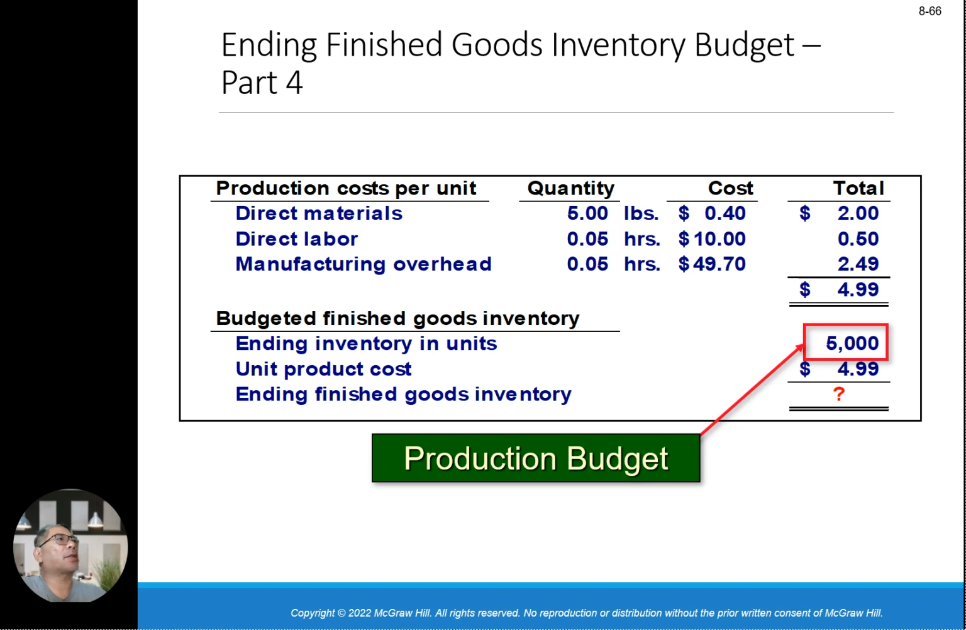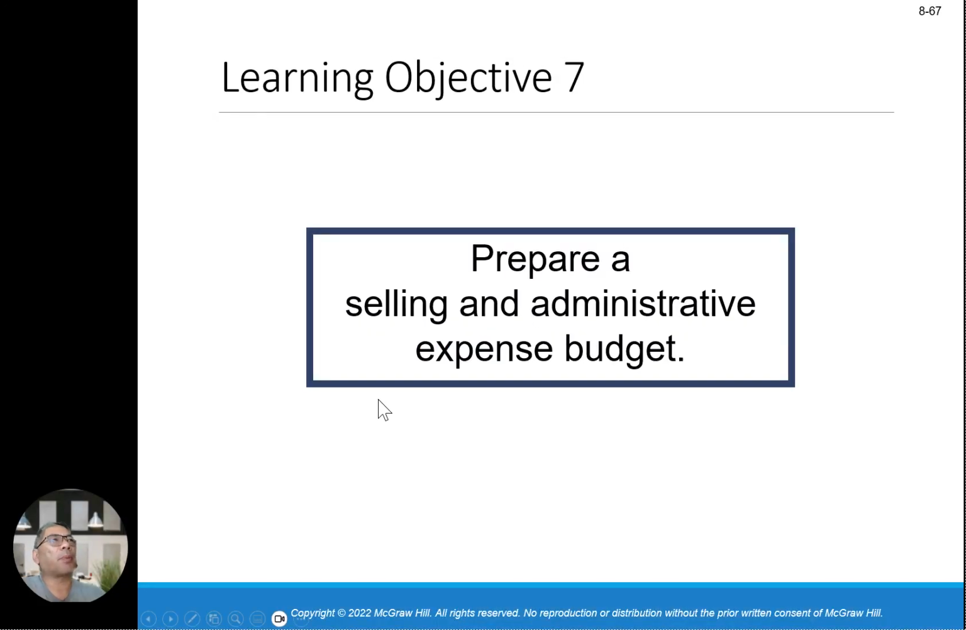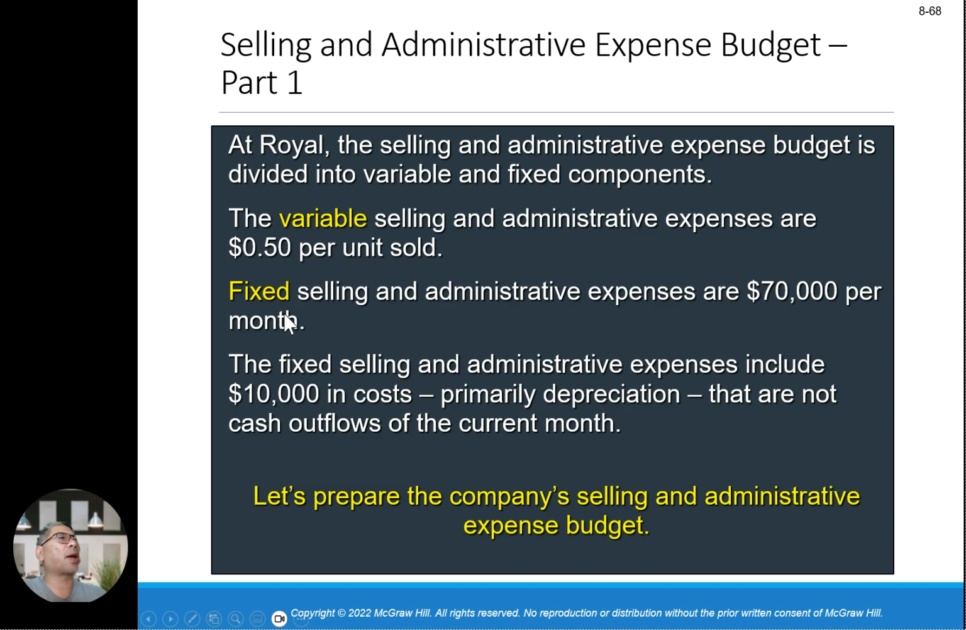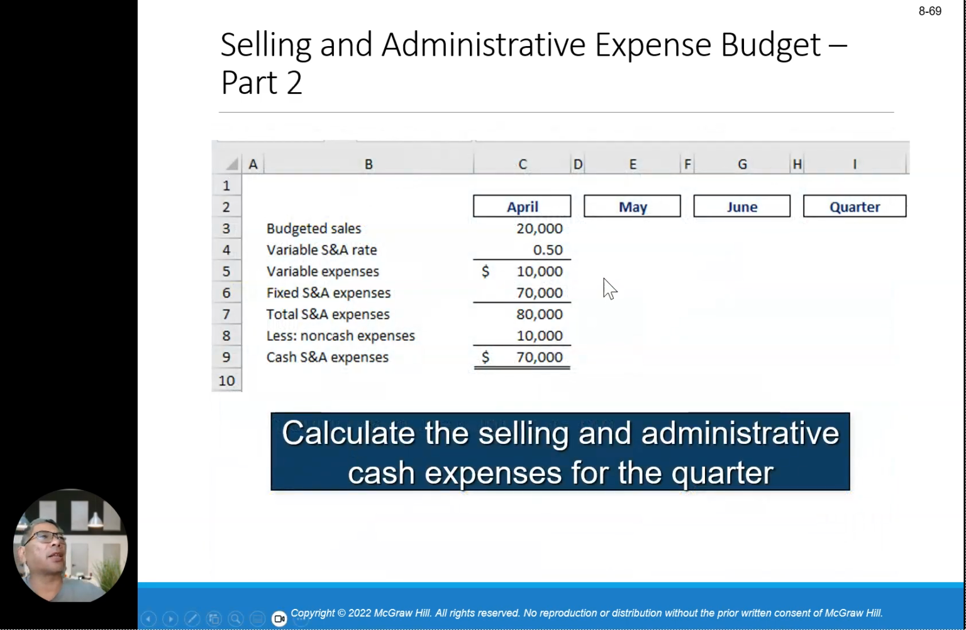All right, let's look at the next one. Objective number 7, prepare the selling and administrative budget. It is the same kind of logic given to you. You're going to look at the variable cost of 50 cents per unit, and the fixed selling expense of 70,000. The fixed costs include 10,000 in costs, primarily depreciation, that are not cash outflows for the current month. So I'm going to look at the budget given to you for selling and administrative expense for April. 20,000 times 50 cents variable, you get 10,000, and you multiply here. You get a fixed expense of 70,000, so you get 80,000. Non-cash is depreciation, total 70,000. This is how you calculate selling and administrative expense per quarter.